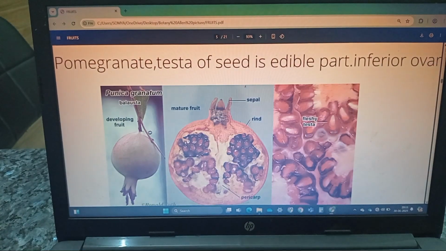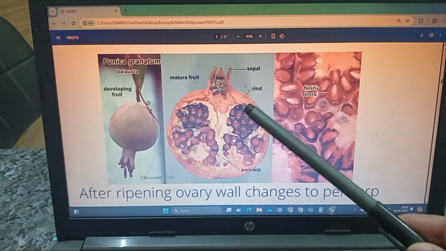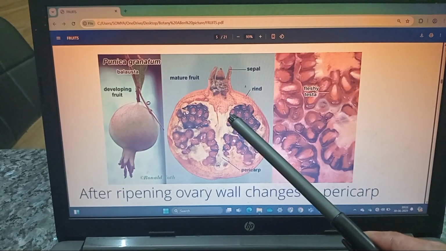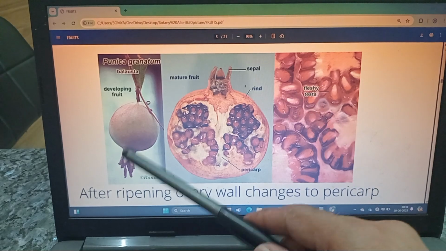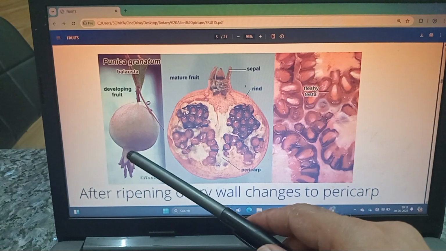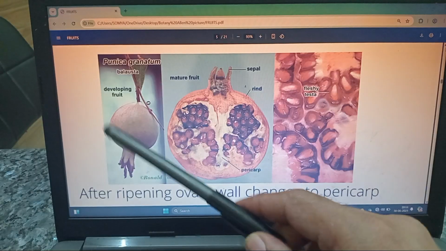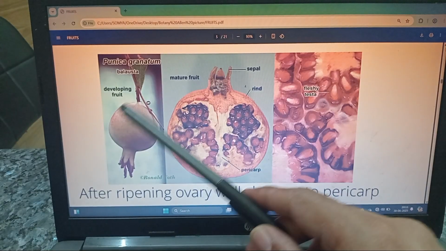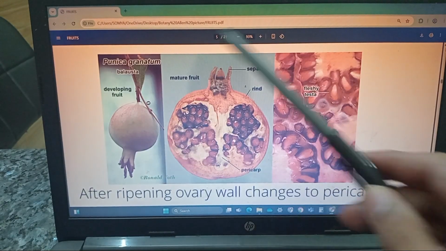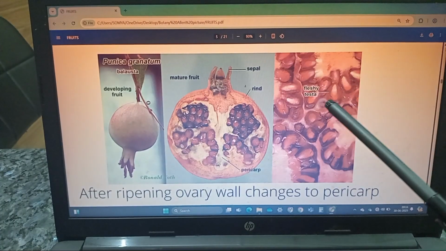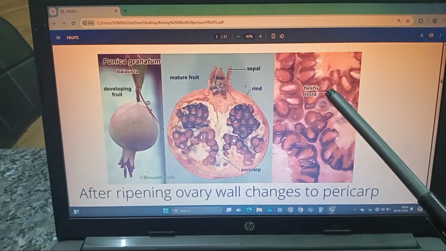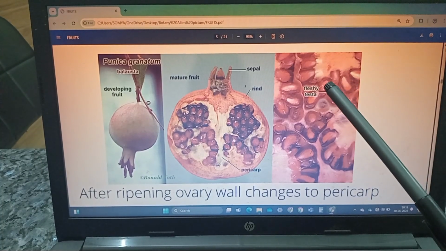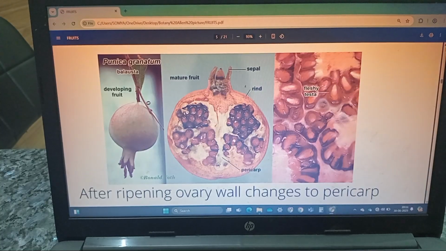This is Balausta. The pomegranate is Balausta. Anar is Balausta. Here there is a persistent calyx, and you can see the ovary is inferior, and what we eat is the covering of the seed, that is the testa of the seed. So the question comes: what is eaten in the balausta? It is the testa of the seed which is eaten.